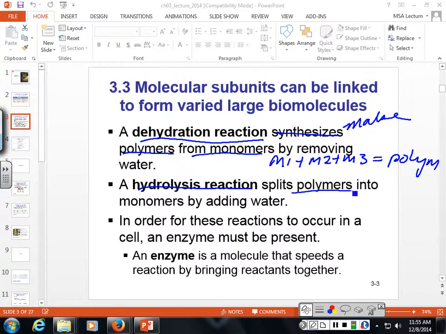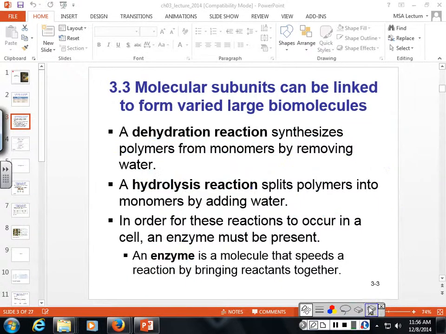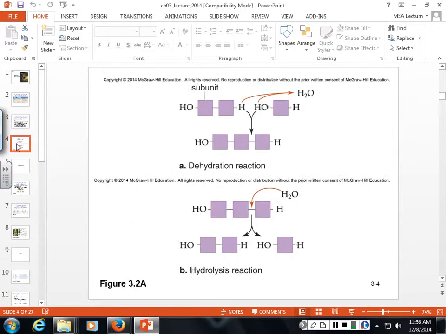Hydrolysis splits polymers into monomers, and hydro means water, and lysis means split, right? So this would be if I have a polymer and I want to break it up into individual monomers. We do have to have something called an enzyme in order for this to happen. An enzyme basically makes the reaction occur. All right, back to the dehydration and hydrolysis just so you can see what I'm talking about in a little more detail.